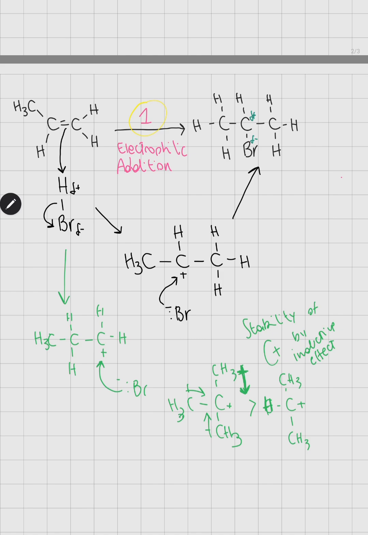So the most stable intermediate, of course, is going to be this one, because as you can see, it's a secondary carbocation, which means that it's going to give us the major product. That's why the one that we drew out is the major product.